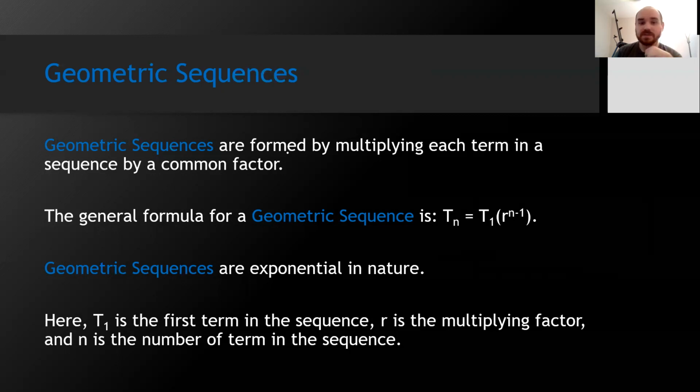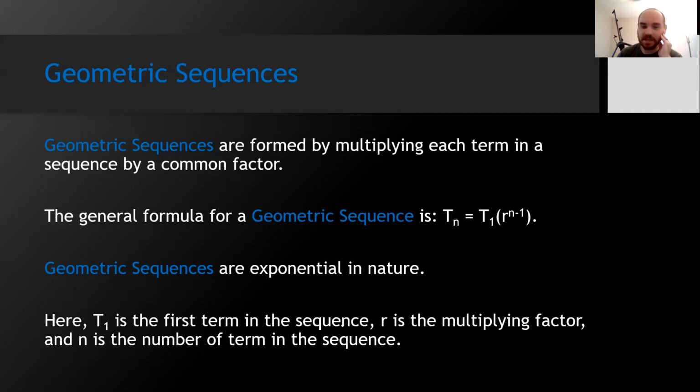So a geometric sequence is formed when you multiply each term in a sequence by a common factor. So it's always being multiplied by some number. The general formula for a geometric sequence is T sub n equals T sub 1 times r to the n minus 1. So again, whole bunch of different things. This looks more complicated than it actually is, but let's break it down and think about it.